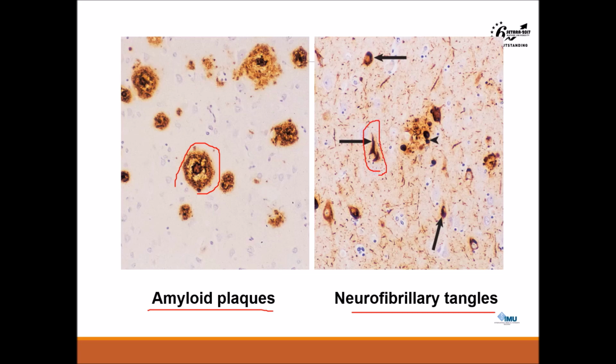So these abnormal proteins cannot be appreciated in routine H&E staining. To appreciate this abnormal protein deposition in the brain tissue, we have to do specialized immunostains that use amyloid antibodies and tau protein antibodies.